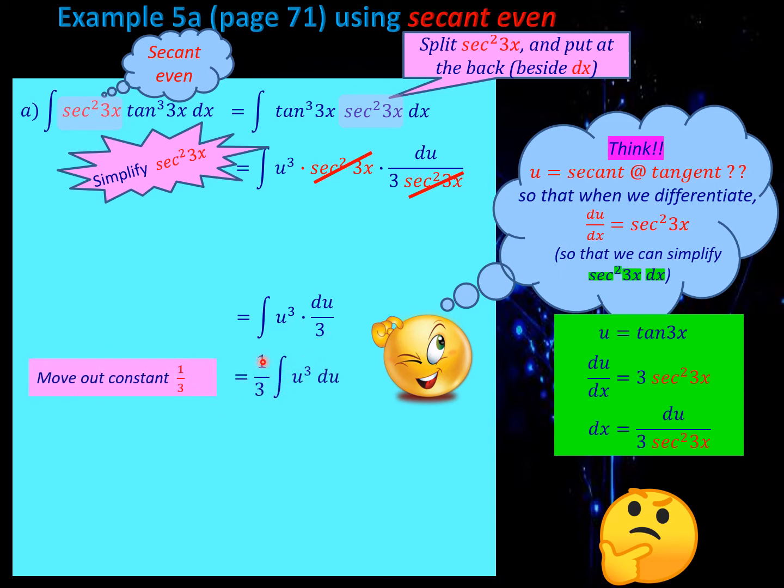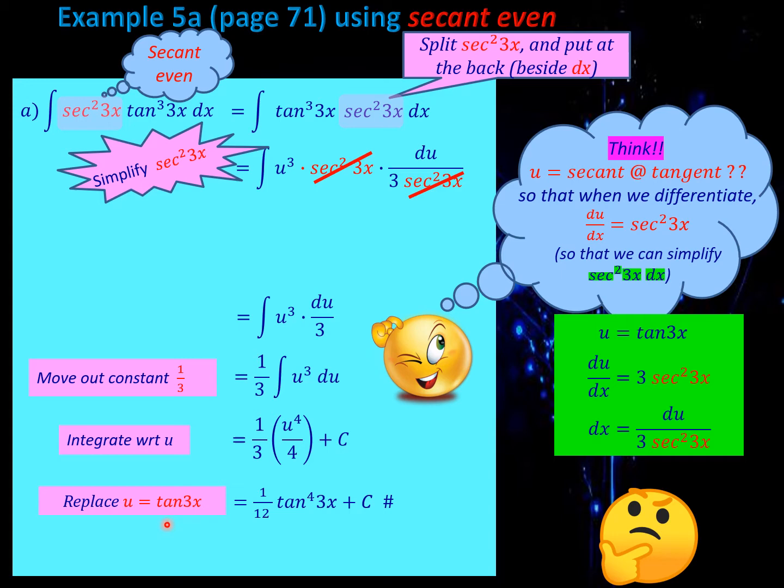Then we can move out constant 1 over 3 outside integration sign, and we have integration of u cube du. Now we have variable u and du, and no more trigo function. So means that we can integrate using power rule. So now we integrate u cube using power rule with respect to u. We still have 1 over 3 here, and we integrate u cube. So we have u the power of 4 over 4 plus c.